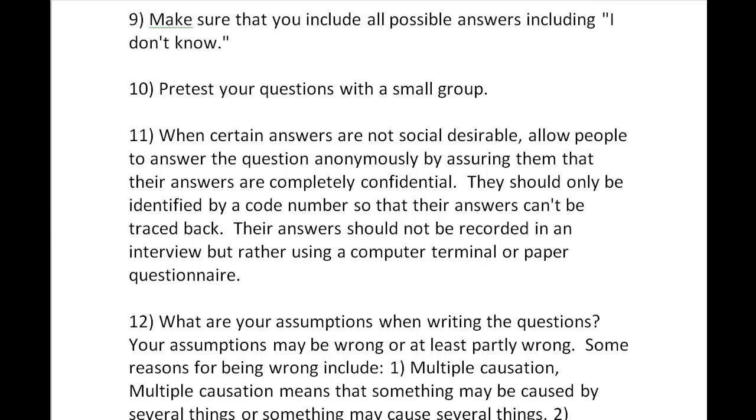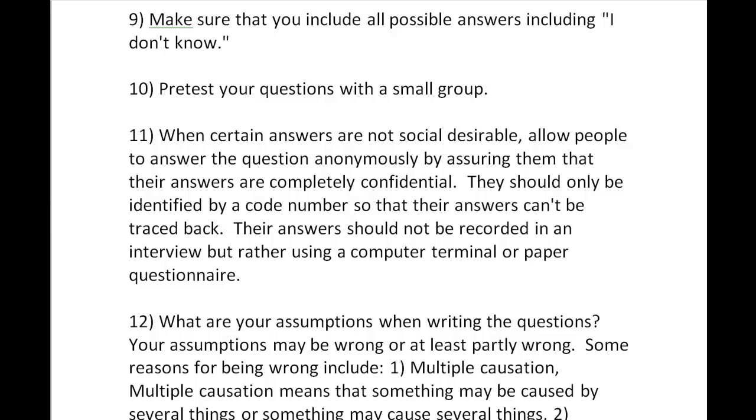Number 9, make sure that you include all possible answers, including I don't know. For example, I don't know how many times I've been given surveys where I've stopped filling them out because what I think is the right answer is not included in the sheet. Or a lot of times I don't have a real feeling either way. I want to answer I don't know, and they don't include it. And I don't like that.